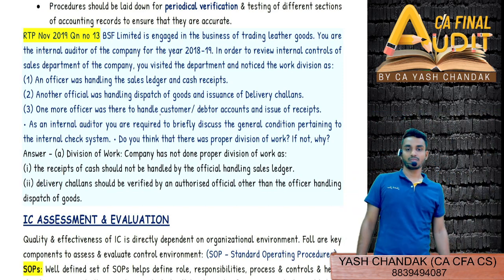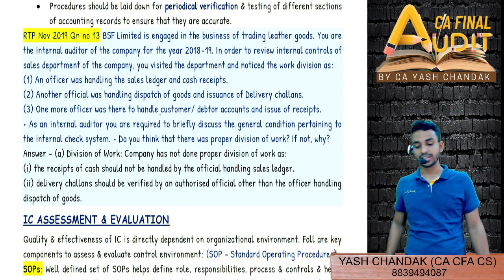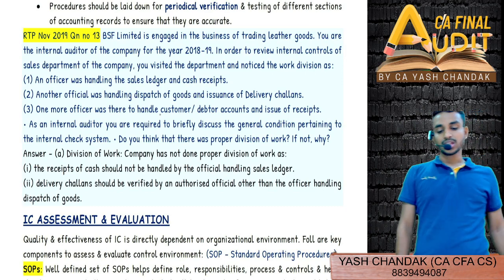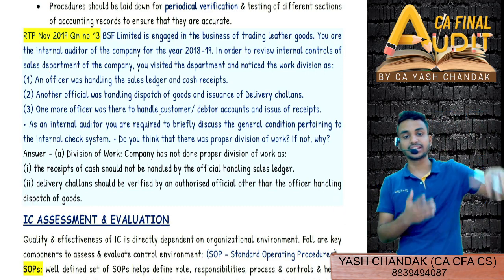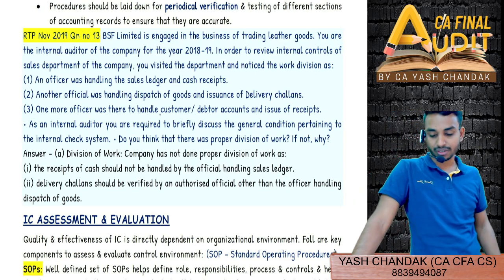Yes, there should be division of work. Division of work has to be there. That means what? SOD has to be there, right? There was no SOD. The person who is handling the cash as well as the debtors sales ledger is bound to do teeming and lading or any other sort of fraud, right?